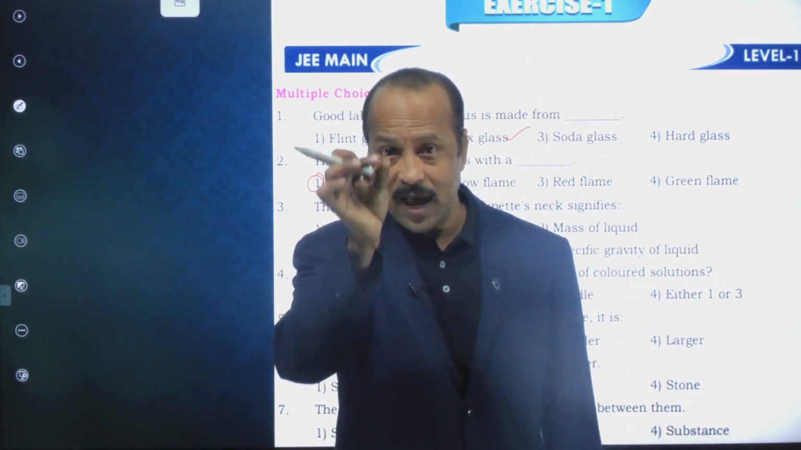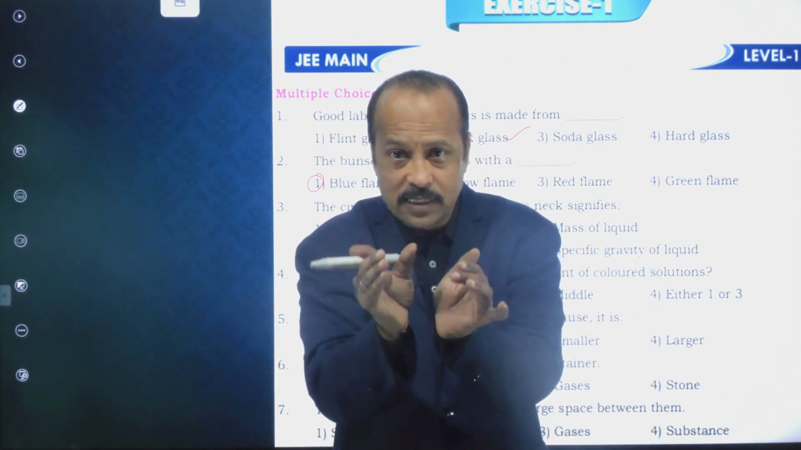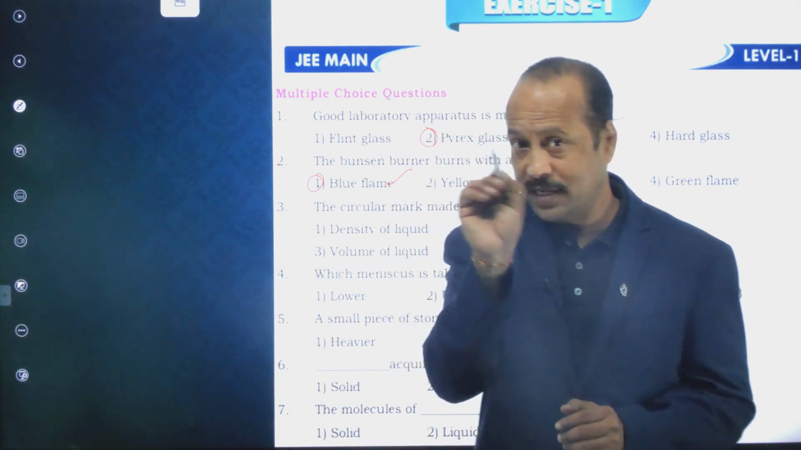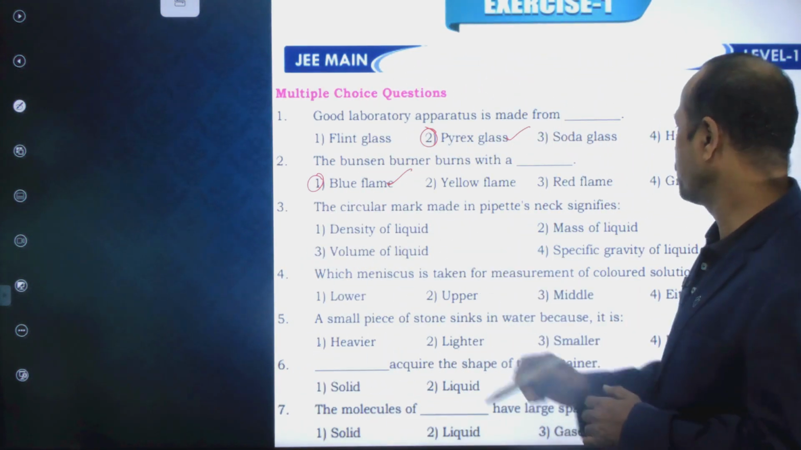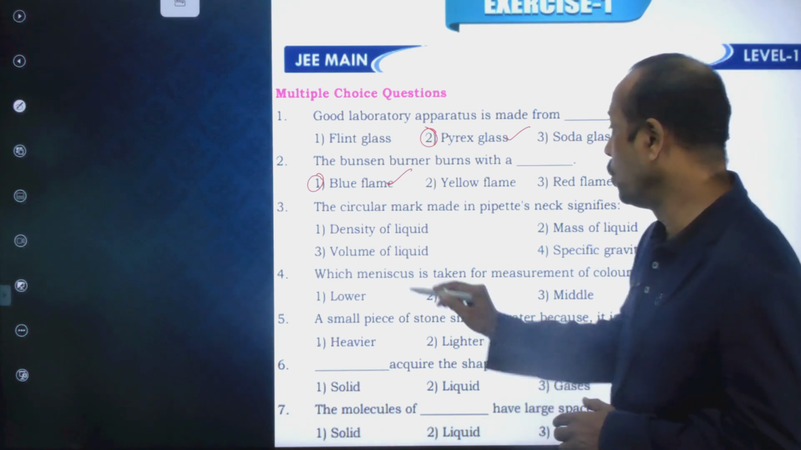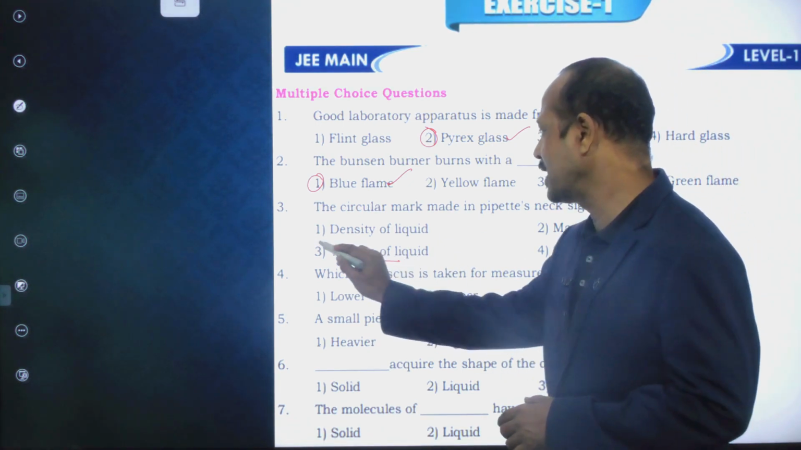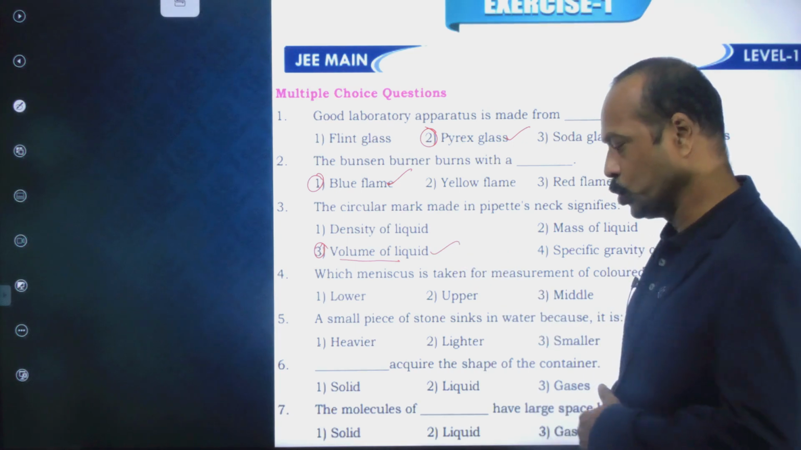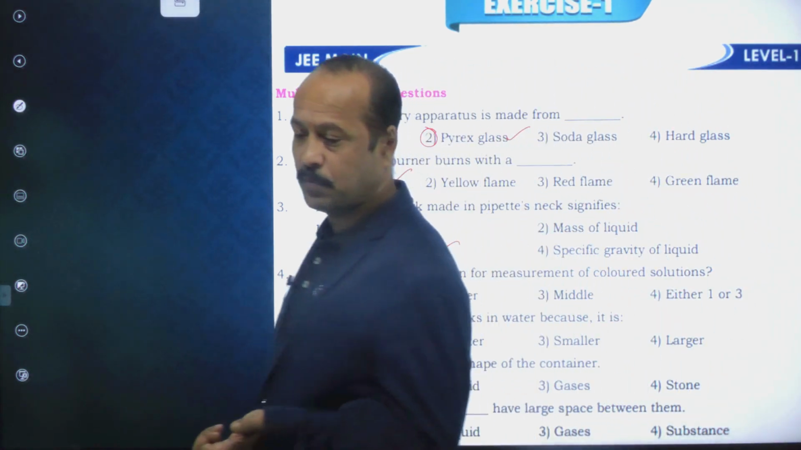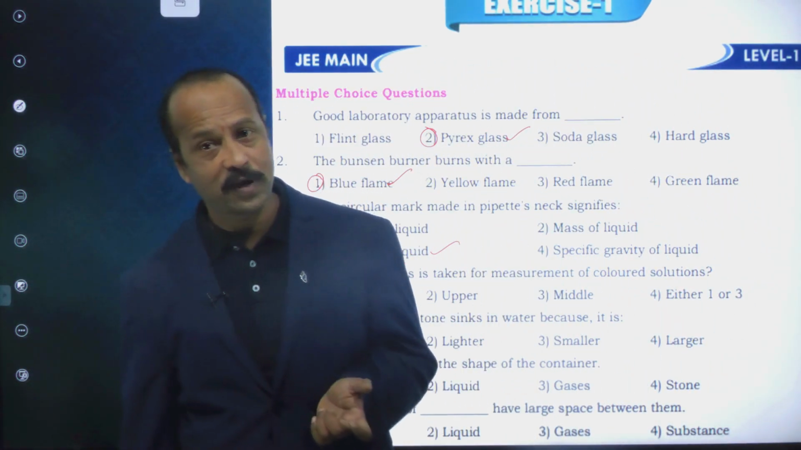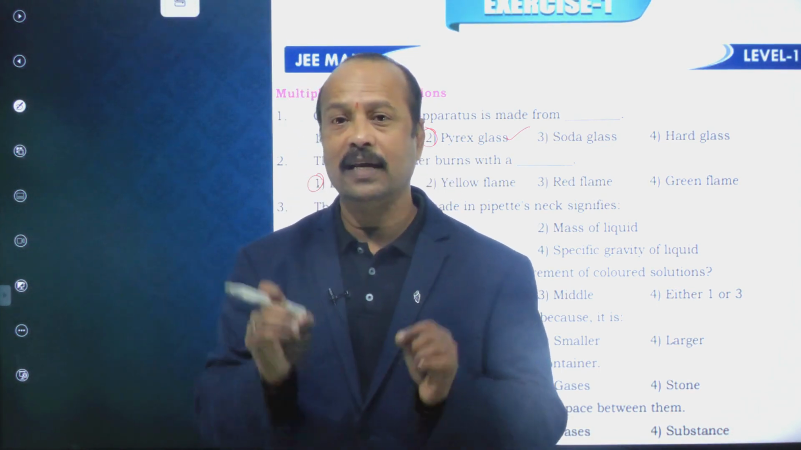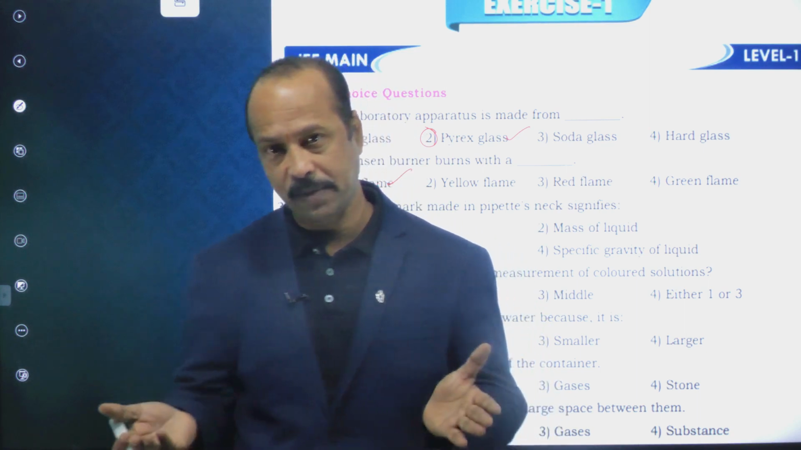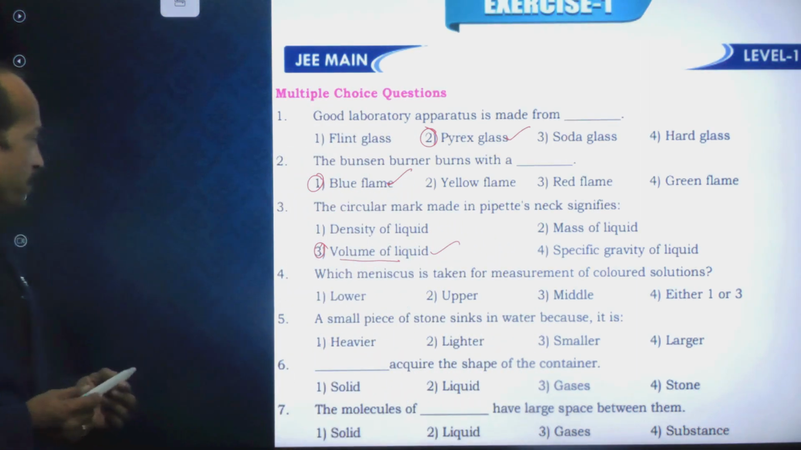So pipette, a glass tube, like I said, in the middle there is a bulb like this, and there is one mark. So what purpose is that mark there? Not the density of the liquid, not the mass of the liquid, but the volume of the liquid, how much volume is there, so we can come to know. If you are taking, for example, a 50 ml pipette or 25 ml pipette, that mark indicates that till that mark it is exactly 25 ml or 50 ml. So that is the volume of the liquid.